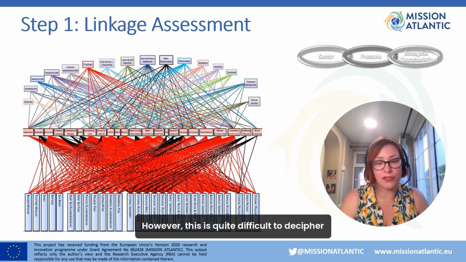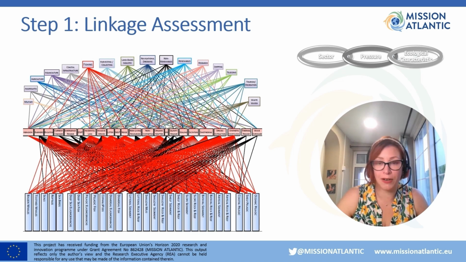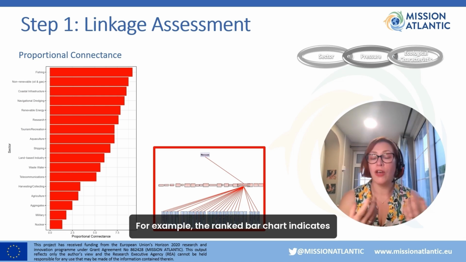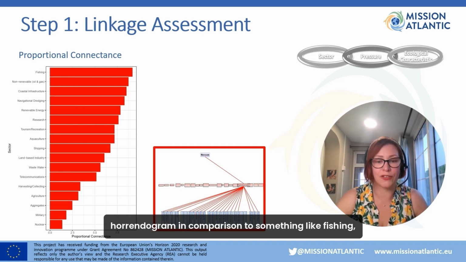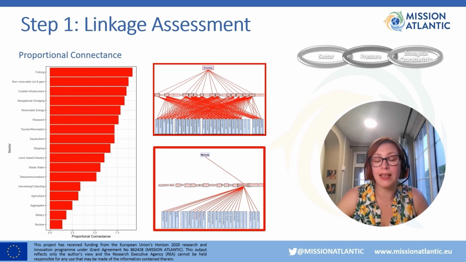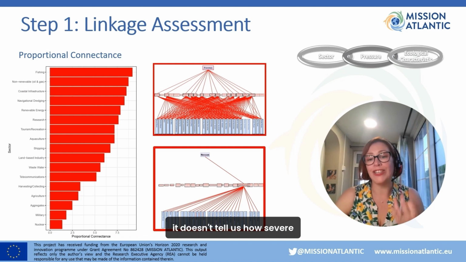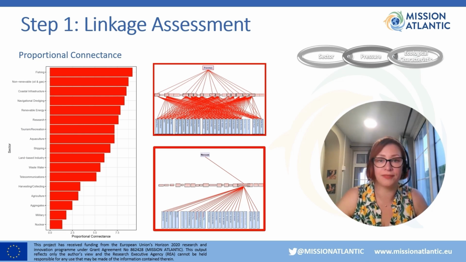However, this is quite difficult to decipher, and so we need additional methods and analyses to be able to understand it better. We can use metrics like proportional connectance to give us some insight. For example, the ranked bar chart indicates that nuclear has the lowest connectance among our network, which is illustrated in the filtered hirandogram, in comparison to something like fishing, which has the highest proportional connectance. Again, you can see the difference between the two. However, while this does give us some information, it doesn't tell us how severe or the magnitude of the impacts that are coming from these. It's just how connected they are.